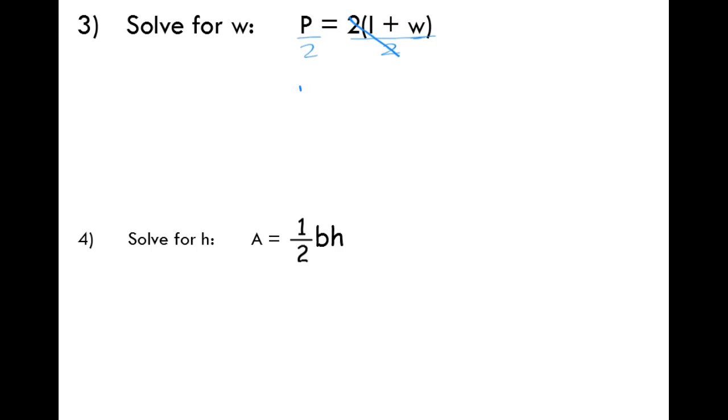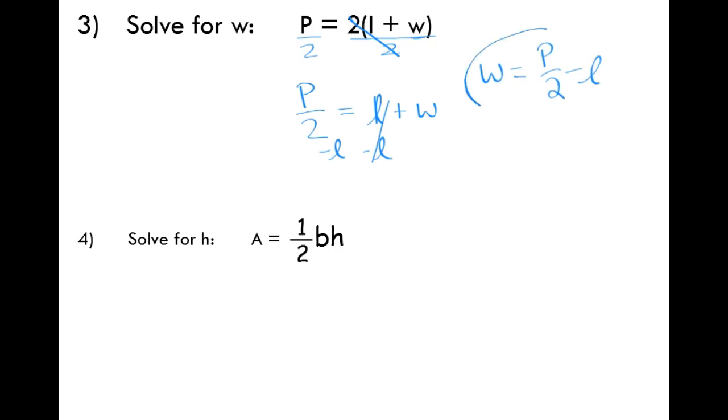So now I have P over 2, or half of P, equals, now I just have L plus W, and I don't really need my parentheses anymore because there's nothing on the outside of the parentheses. And now I can just get rid of the L by subtracting it. So I'm going to rewrite this with W in front. W equals half of P minus L. And there's that one.